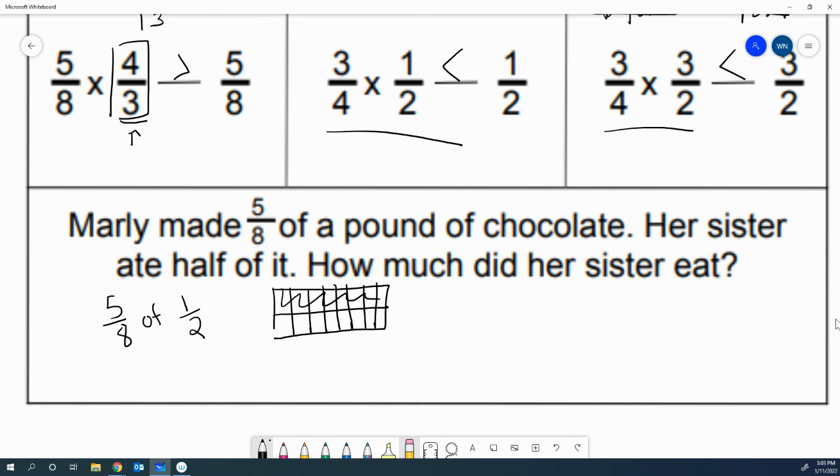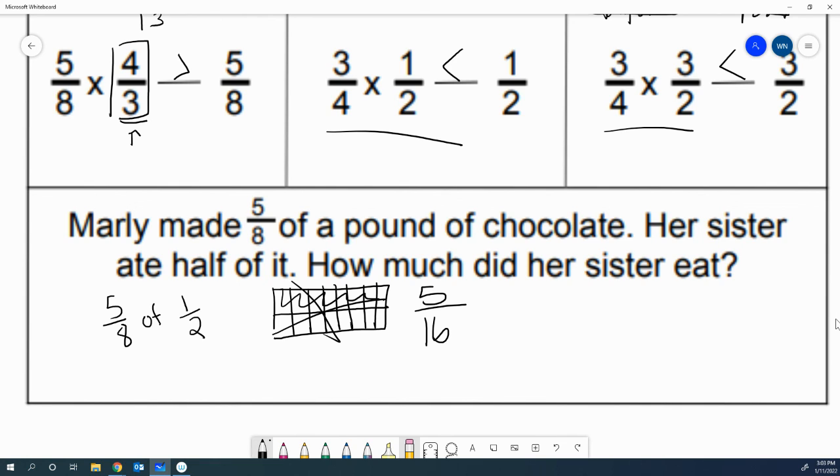You have to figure out how you were going to solve that. But now we know the standard algorithm. So I know that my standard algorithm says 8 times 2 is 16. 5 times 1 is 5. 5/16 would be correct. And again, that's something you cannot simplify.